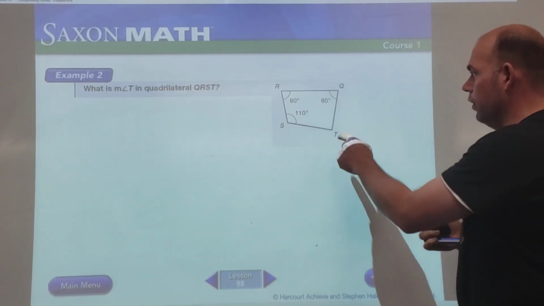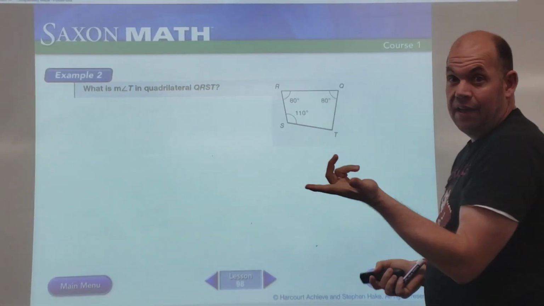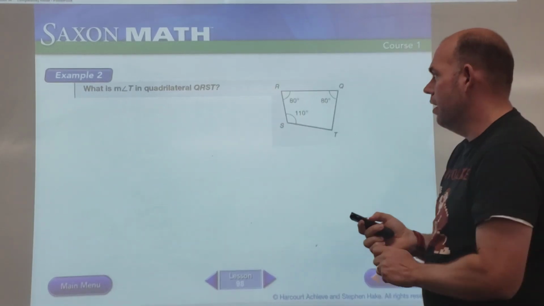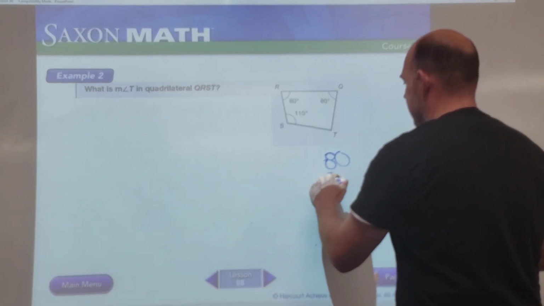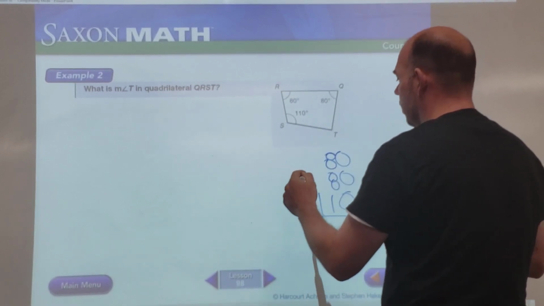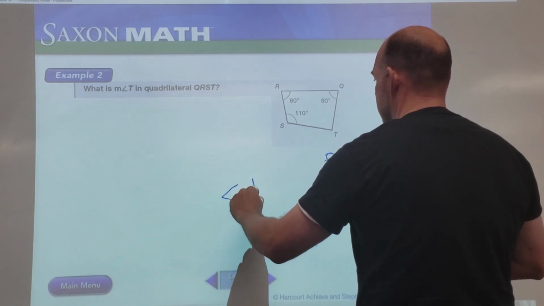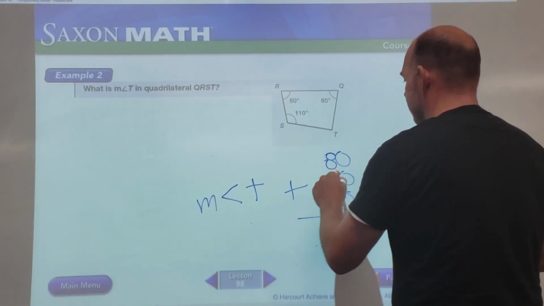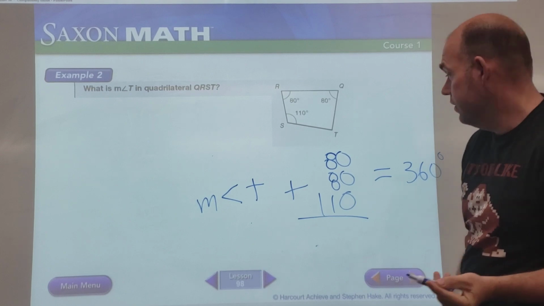Now our last example here, we'll try this with a quadrilateral. If we don't know what angle T is here, but we know all the other interior angles, we can just add those up just like we did with a triangle, but now we're going to subtract it from 360, not from 180. So if we take our 80 plus 80 plus 110, and then what we have here is angle T, so the measurement of angle T plus these equals 360 because it's an interior angle.